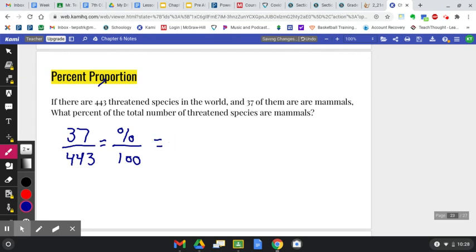If we were to do that cross multiplication, we end up with 8.35, so we're going to round that to 8.4%. Okay, and remember the two ways you could do it. You could cross multiply.